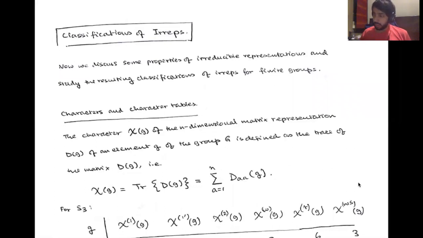The thing that's going to be important here is something called characters. So what is the character of a matrix representation? The character chi g of this n-dimensional matrix representation D of an element g of the group big G is defined as the trace of the matrix D(g). So it's very simply just chi(g) equals trace of D(g), which is the sum over a equal to 1 to n of d_aa(g).